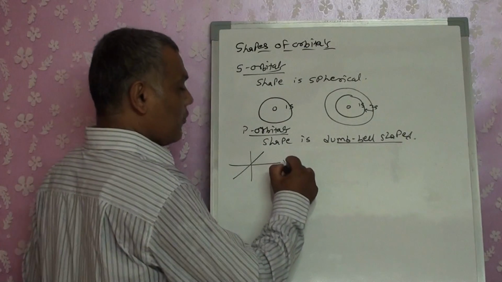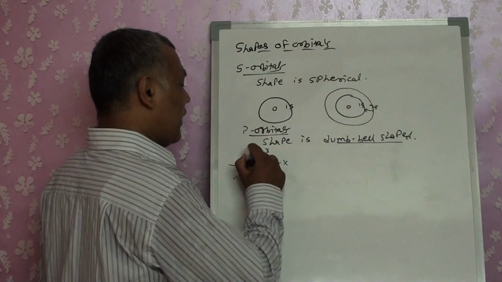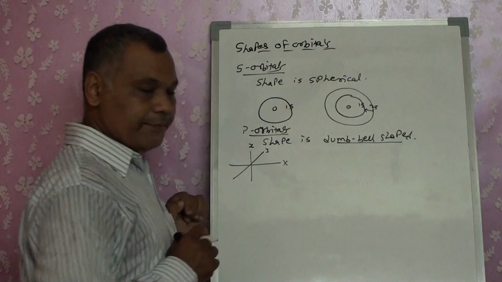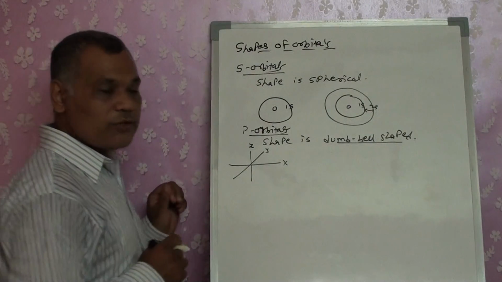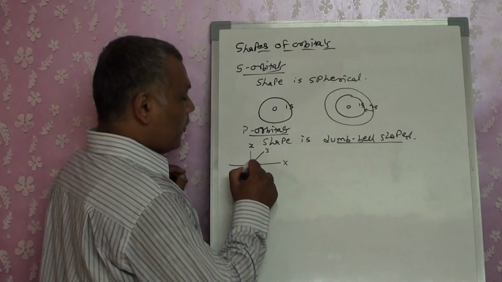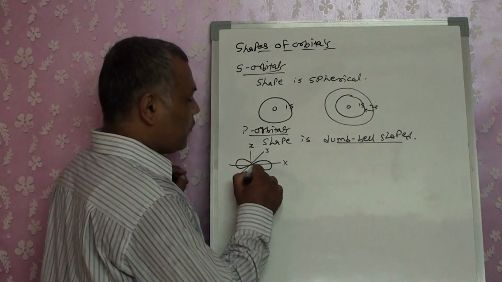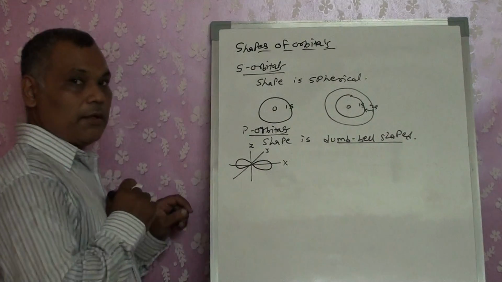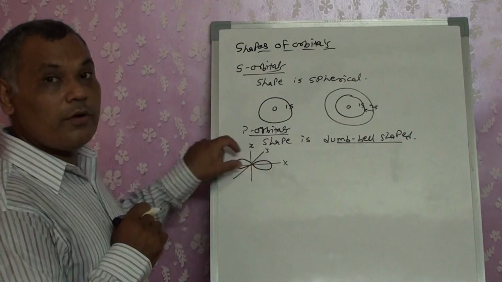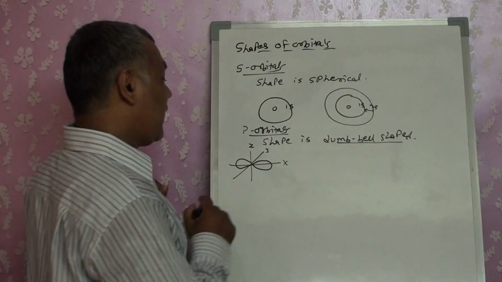These axes we are going to consider as x, y, z. These are the x, y and z. The probability of finding the electron is maximum on the x-axis for the orbital along the x-axis.